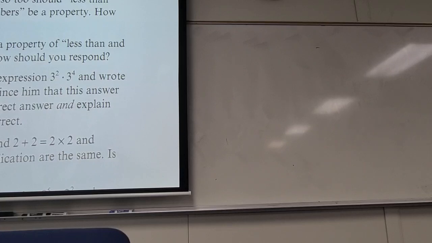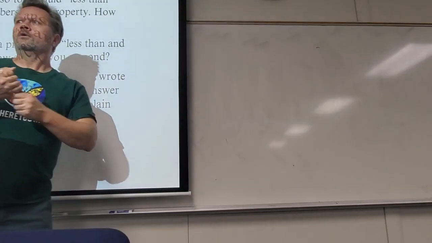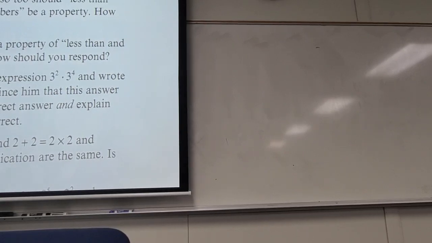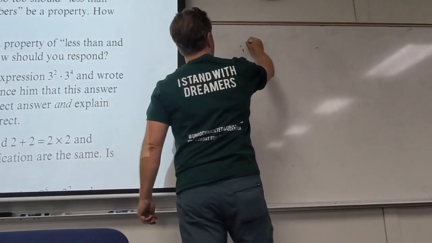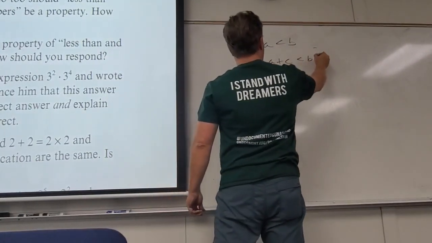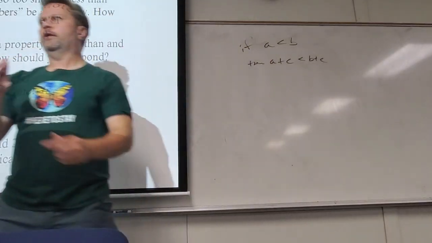Less than and addition for whole numbers is a property. Any clue? Any guesses? Yes? Maybe she's thinking subtraction for less than? Well, no, that's the next part. So let's just deal with the first part. She's thinking like the rule, if A is less than B, then A plus C is less than B plus C. Good. Okay, that must be what it is.